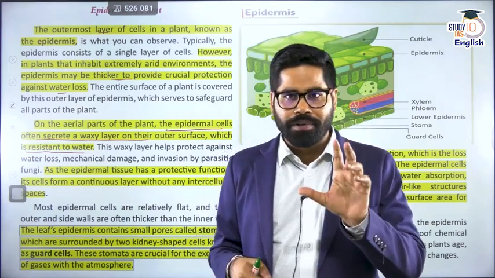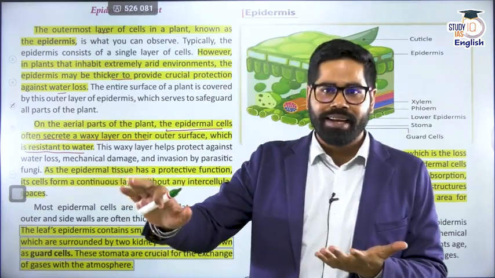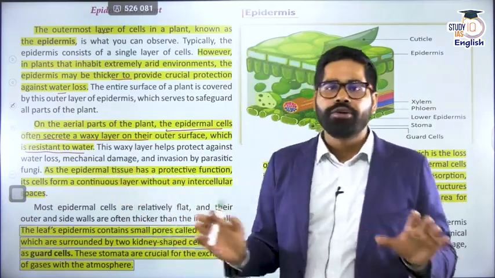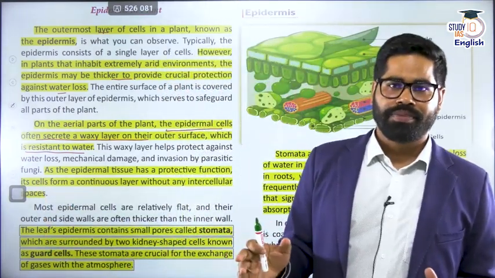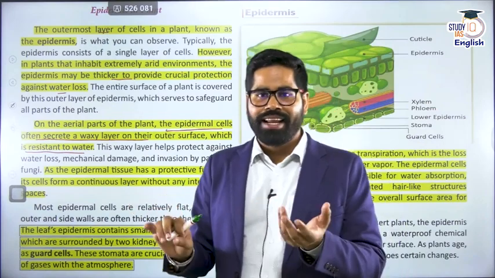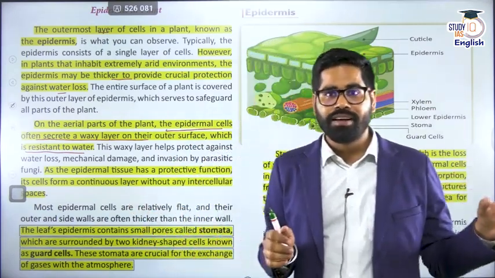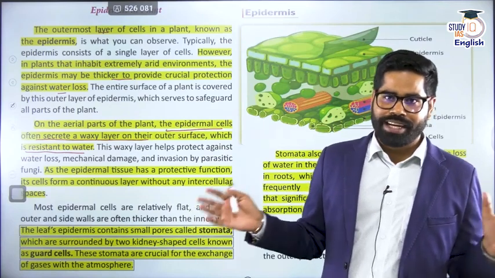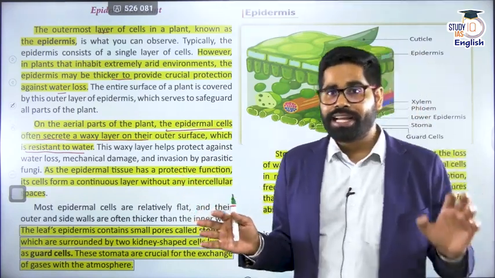So for that purpose, you will find that this epidermis is a continuous layer, and it has very little or no intracellular spaces among the different cells. Okay. So this is a continuous layer. There is no such intracellular spaces between the different cells of the tissue. So here the cells are quite compact. This tissue is entirely compact.